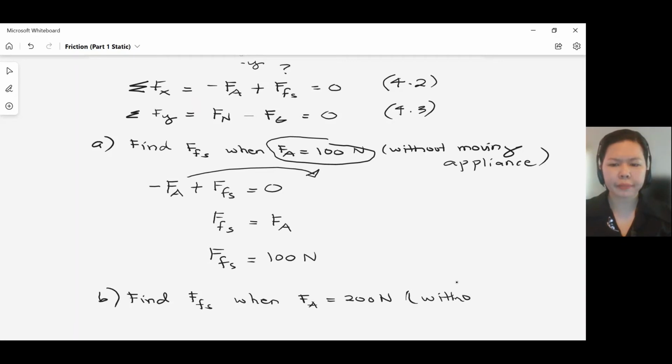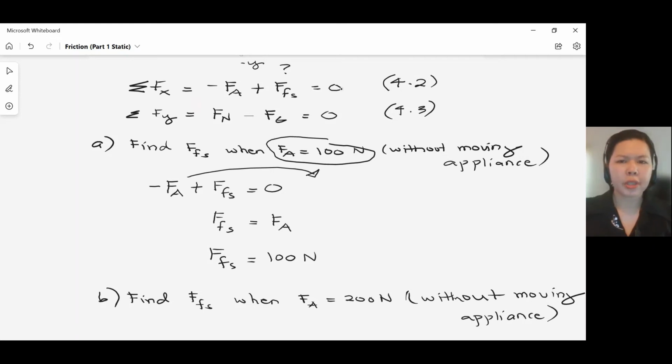without moving the appliance. So we can still use 4.2 because without moving the appliance, the term on the right will be equal to 0. You know that this will become ma if our object is accelerating along the x-axis. But since our appliance did not move, it is 0, or not accelerating.